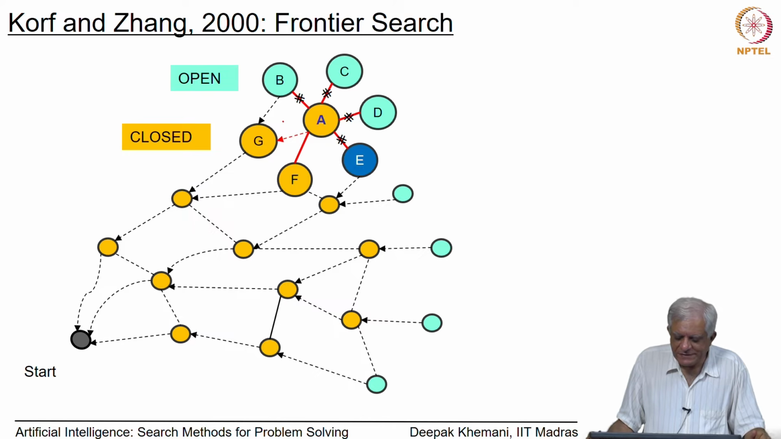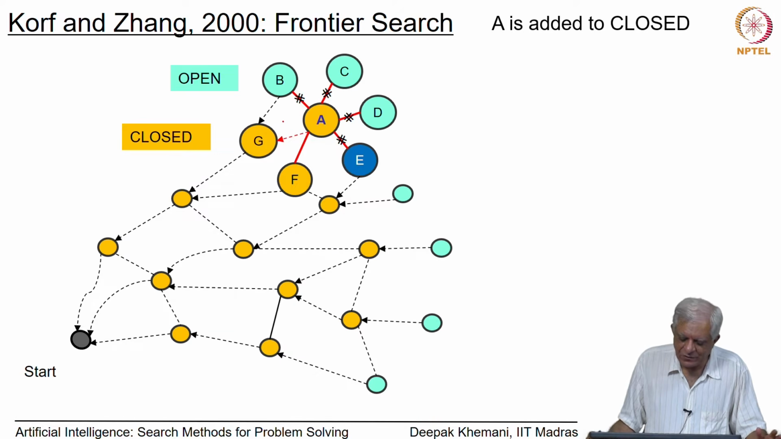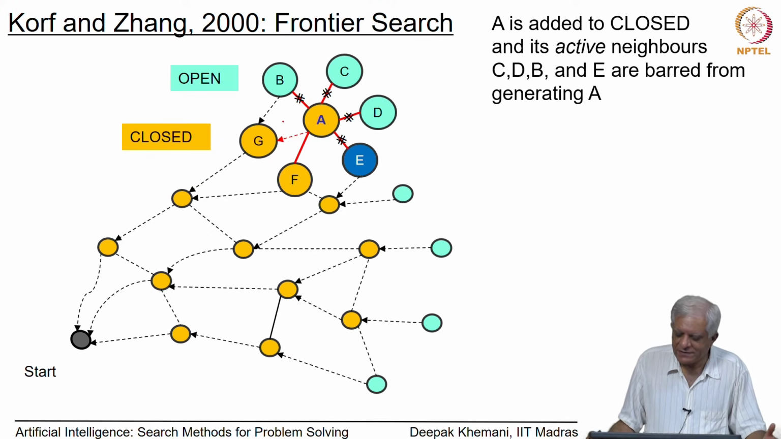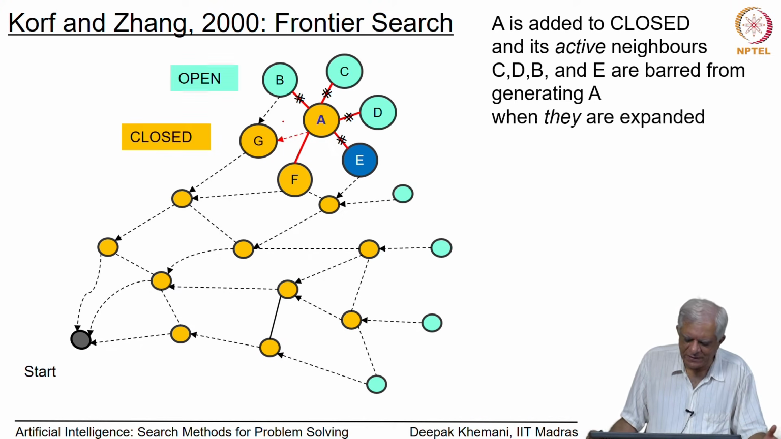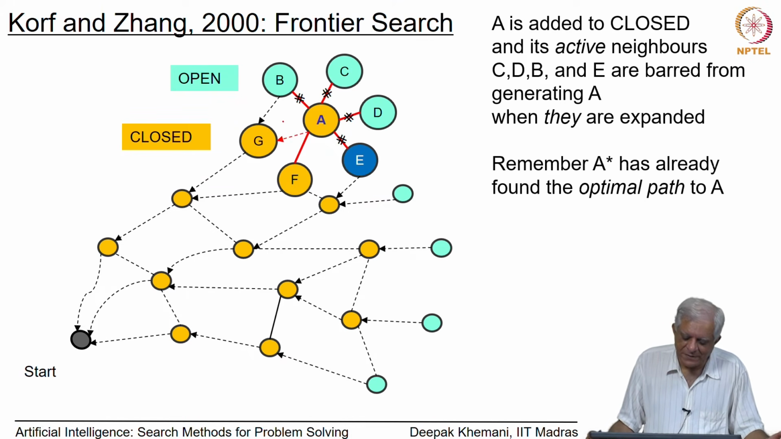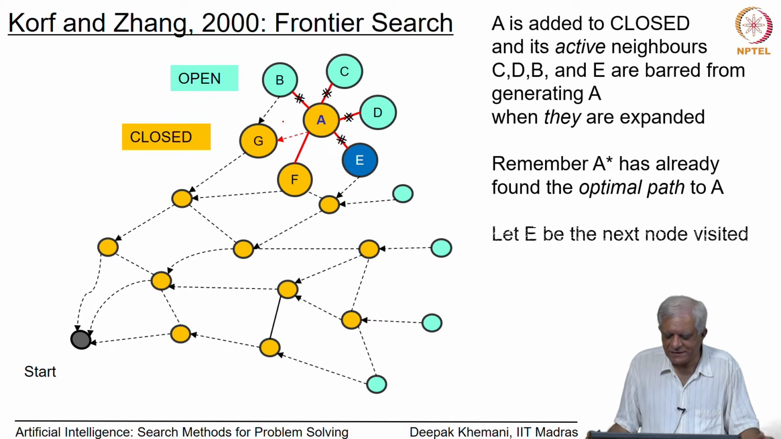So, this is what happens. We have put A into closed, and its active neighbors, which were B, C, D and E, are now on open. B and E were already on open, they continue to remain on open. Maybe A has found a better path to them. So, that will be worked out as per the algorithm A star that we have studied.